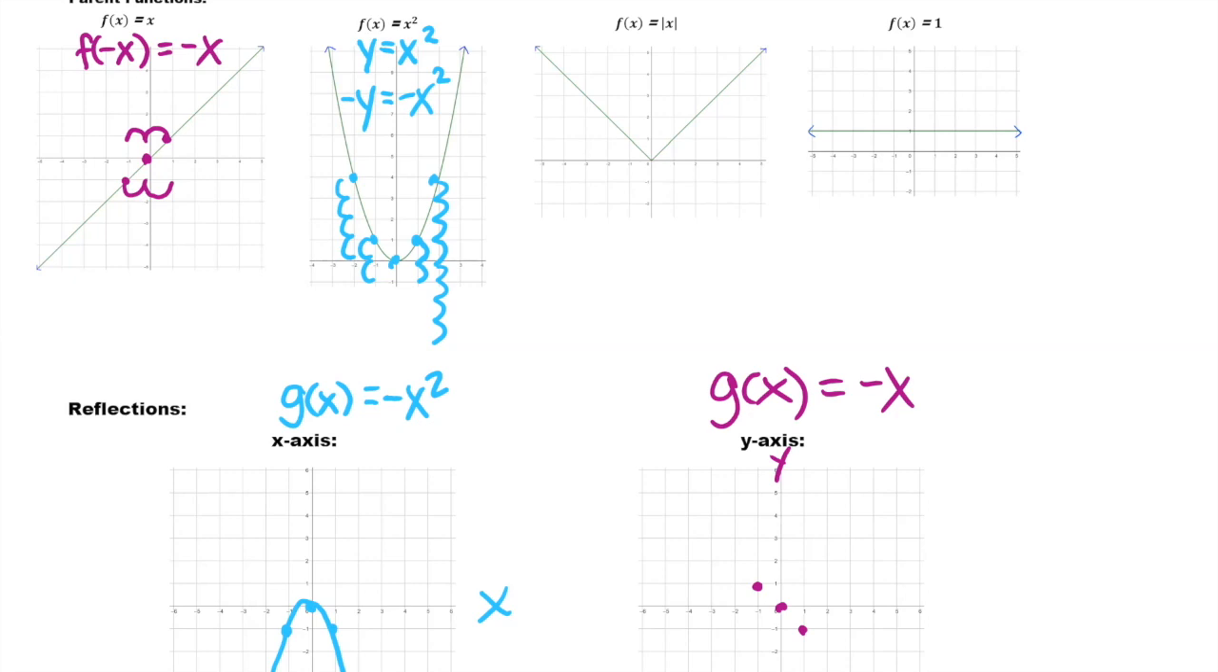I can pick any of these points, really. Maybe I pick this point down here. That is a distance of 1, 2, 3, 4 on the left side of the y-axis. So I'll have to go the same distance. I'll have to go a distance of 4 on the right side of the y-axis. Okay, these are all in a straight line. Again, I really only needed 2 points, but that's okay. So here is our line that was reflected over the y-axis.